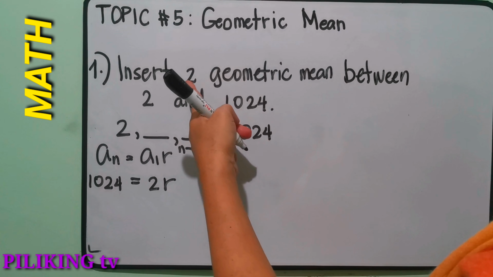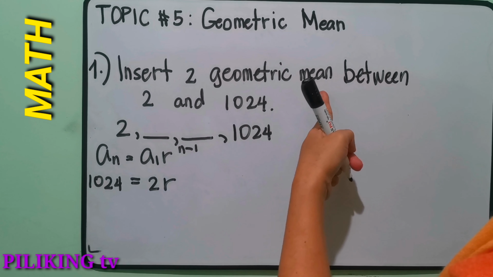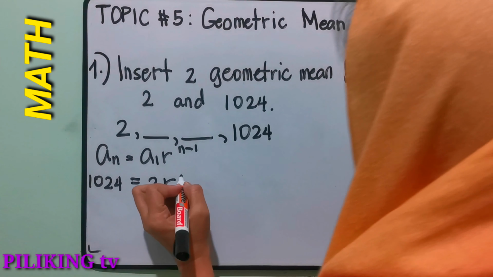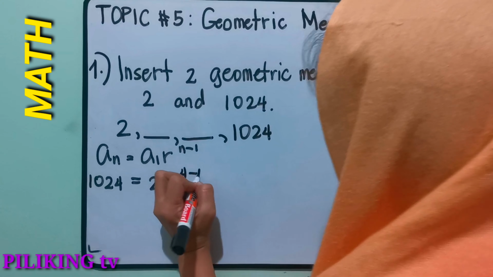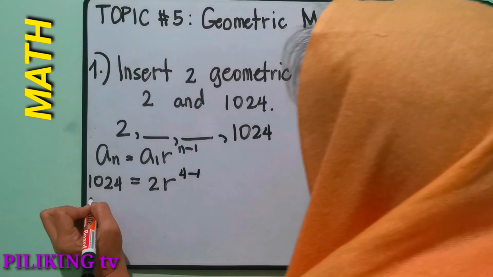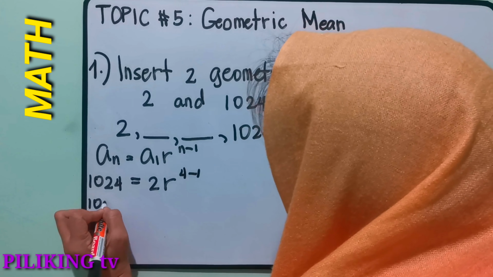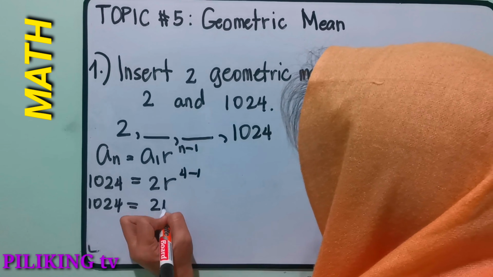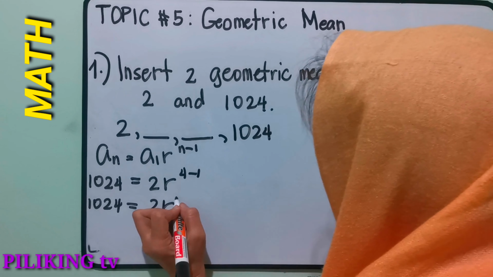Okay, since we are looking for the two geometric means, and we have 2 given already, 2 plus 2, that is 4. So 4 minus 1. Okay, so let us now solve. 1024 is equal to 2 times r raised to 4 minus 1, which is 3.